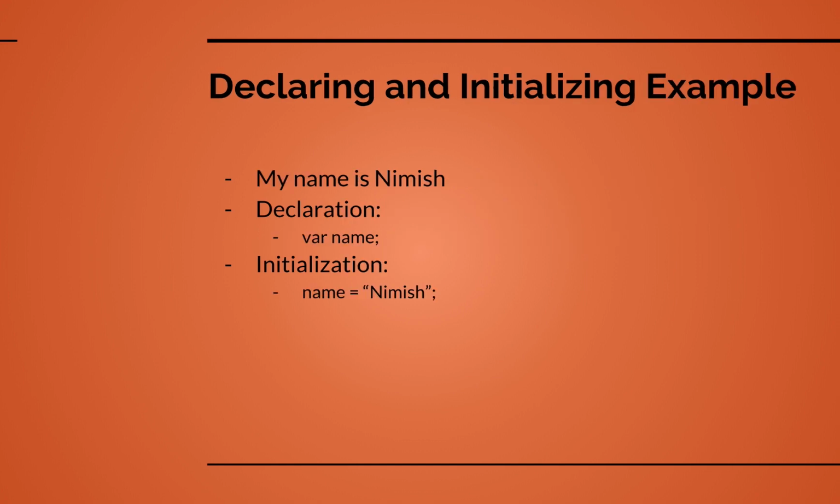Okay, so let's take a look at a quick example. We'll just take the first part of that previous example, my name is Nimish. So we have a variable name and we have the value of Nimish. Well, if we break this down into declaration and initialization, for the declaration, we just get variable name. We haven't assigned a value yet, but we're just creating the variable. And then later on, the initialization is saying name is equal to Nimish. So there we're taking that variable we created and we're giving it the value of Nimish. So usually we can break it into the two steps like this, or we can do it all at once. It depends on the context a bit.